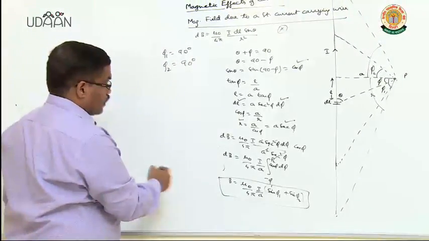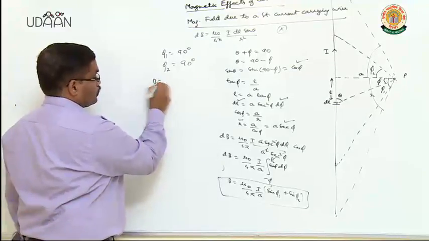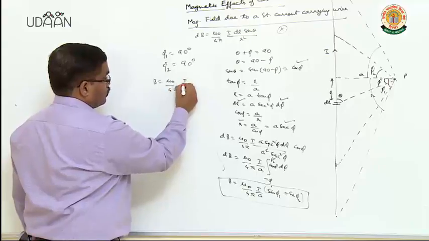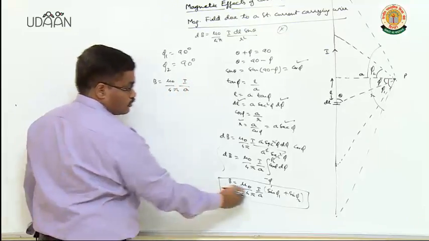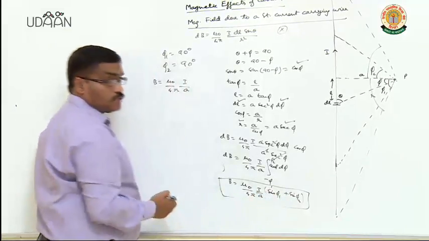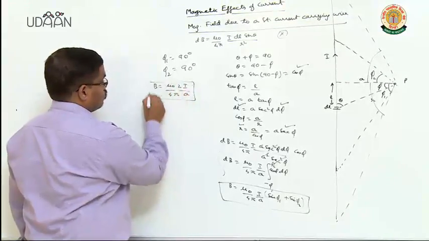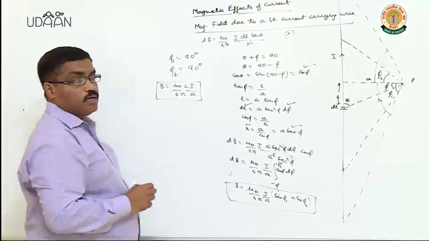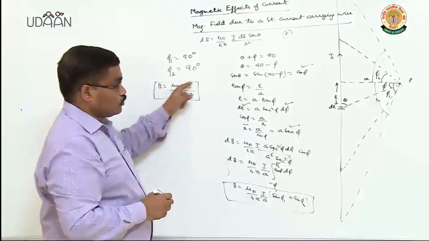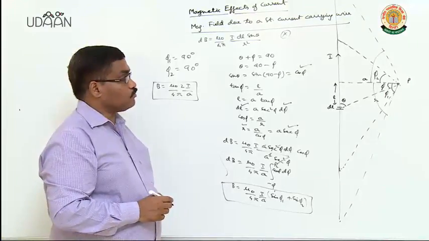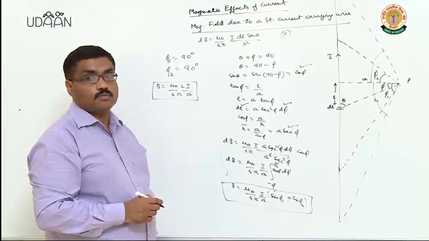Or the net magnetic field B can be written as mu naught upon 4 pi I by A into sine 90 plus sine 90. Sine 90 is 1, so it becomes 2. So we will have the strength of the magnetic field as mu naught upon 4 pi into 2I by A. Now we'll see few questions from the module.